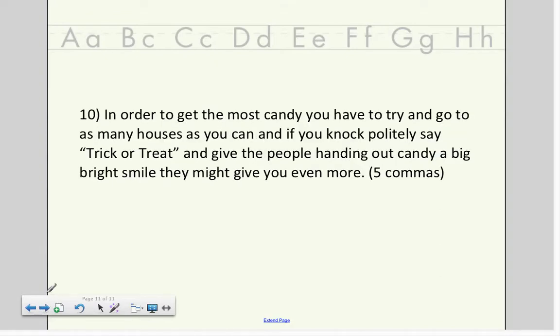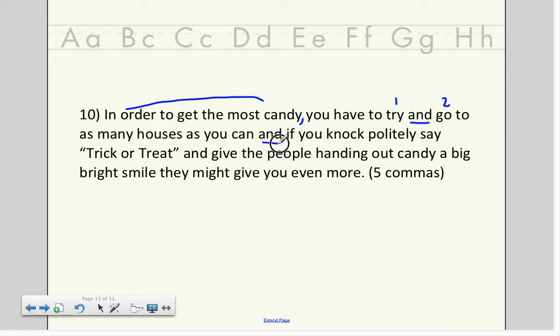And number 10, in order to get the most candy, you have to try and go to as many houses as you can. So first of all, I know that there's a comma here because this is a transition. And if you listen, you can hear the pause. In order to get the most candy, you have to try and go to as many houses as you can. Okay, so we have and. Let's see. You have to try and go to as many houses. So this is actually a series. It's telling me two things, to try and to go. So I don't need a comma if it's only two things. And it's not a complete sentence. Go to as many houses as you can. It doesn't have a subject.